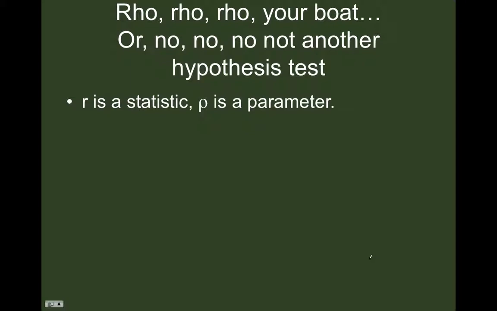Okay, so r is a statistic. r comes from data. r will be something we calculate. Just like with b and beta, there's a corresponding parameter that we call rho. And we can also look at another form of the statistical hypothesis in this case.